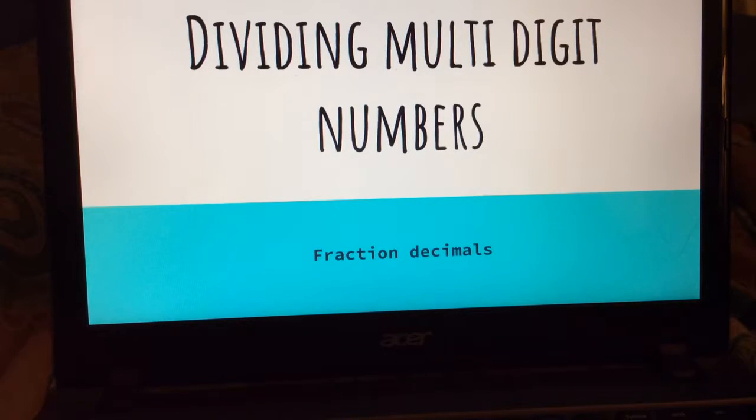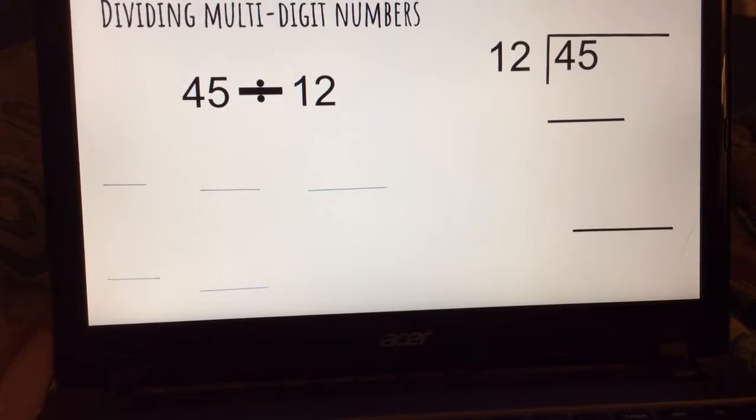All right, so today we're going to do dividing multi-digit numbers, and instead of representing our answer with a fraction as a remainder, we're going to do it with a decimal as our remainder. So here's my expression, 45 divided by 12, and then I rewrite it over here, putting 12 on the outside, my divisor on the outside, my dividend on the inside, right? Remember, first number inside, second number outside.